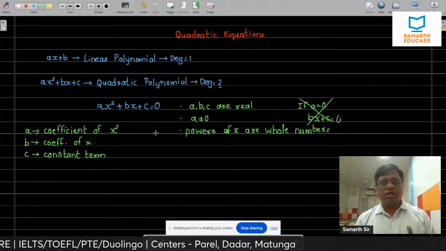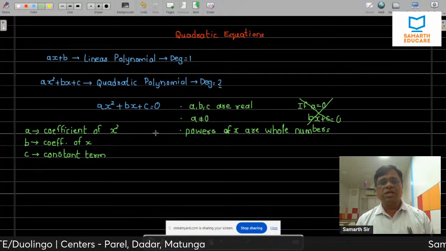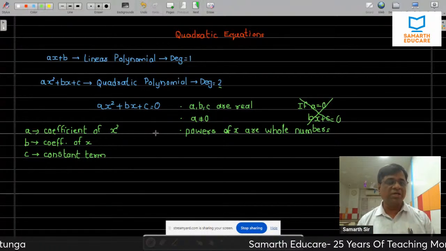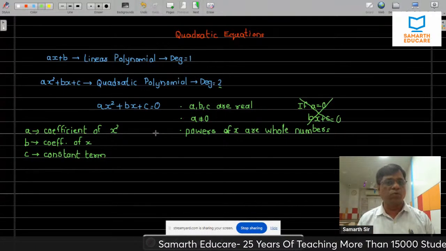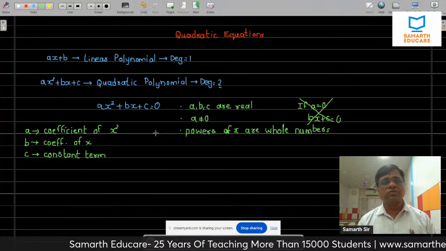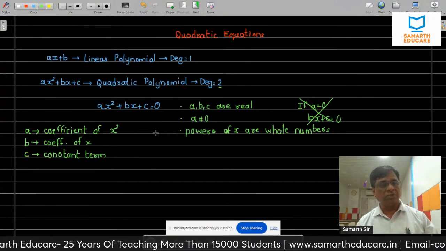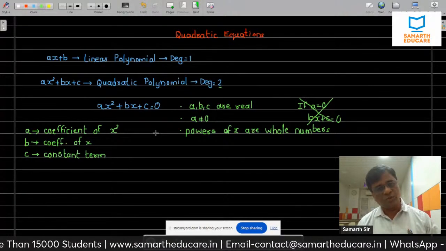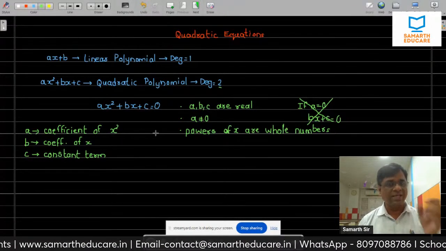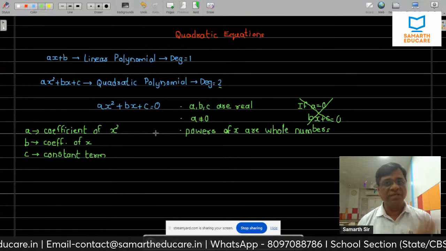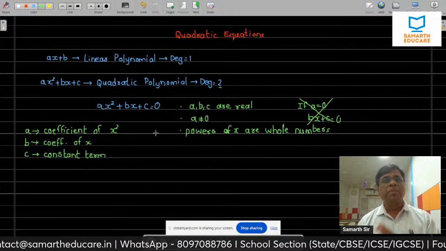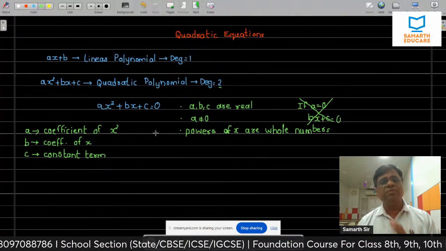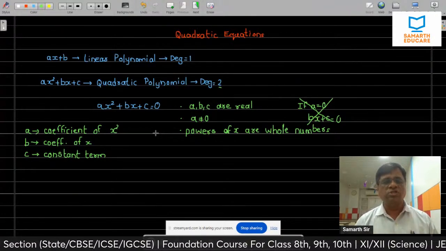So, very important things about the quadratic equation. Number 1, a, b, c are real numbers. Number 2, a is not equal to 0, because if a becomes 0, then it becomes a linear equation. It doesn't remain a quadratic equation. And the third and last one is that the powers of x are all whole numbers, right? In this equation, a is called the coefficient of x square, b is called the coefficient of x, and c, which has no variable with it, is called the constant term. In general, if a term has no variable with it, then it is a constant term.